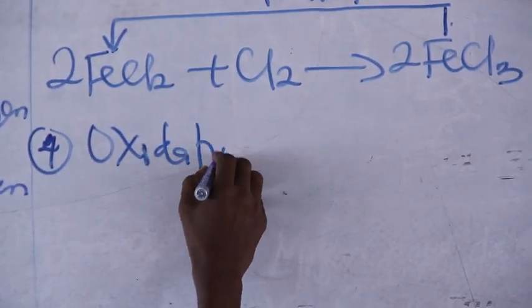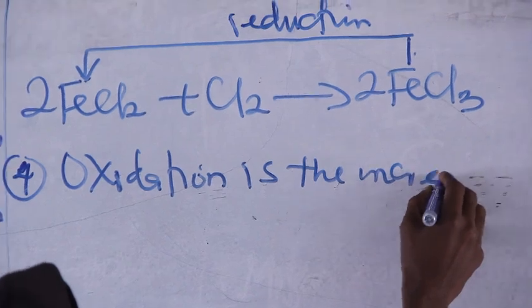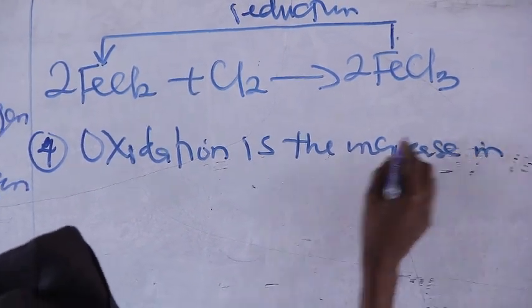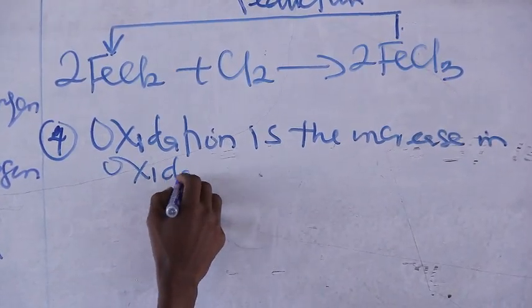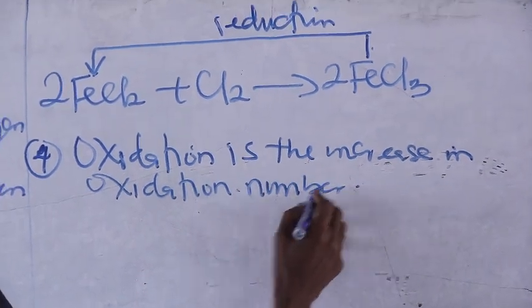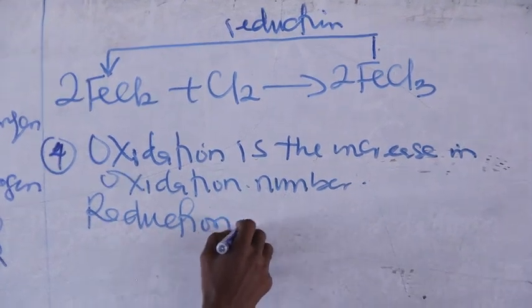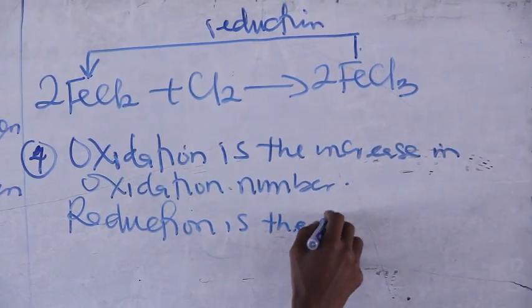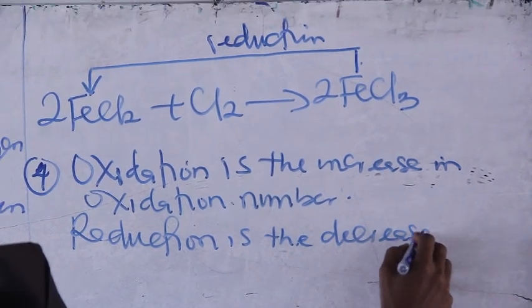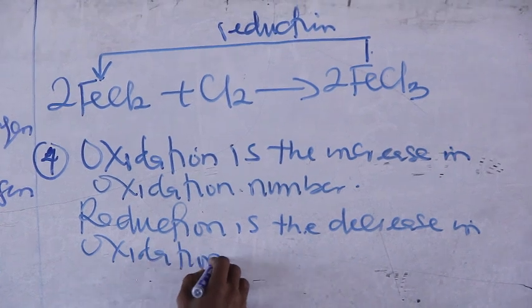Oxidation is the increase in oxidation number. The reduction is the decrease in oxidation number.